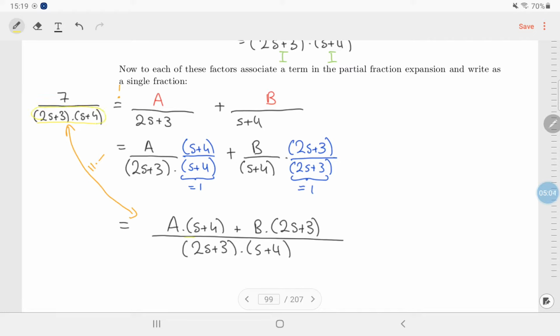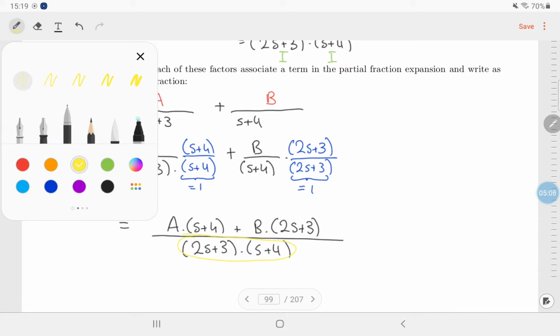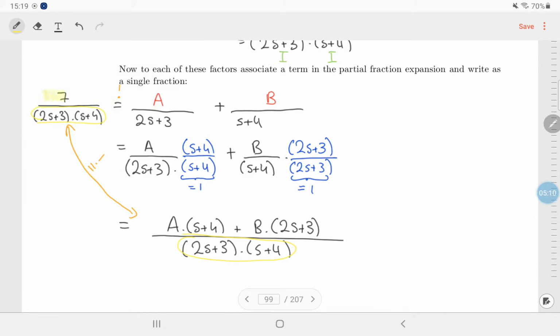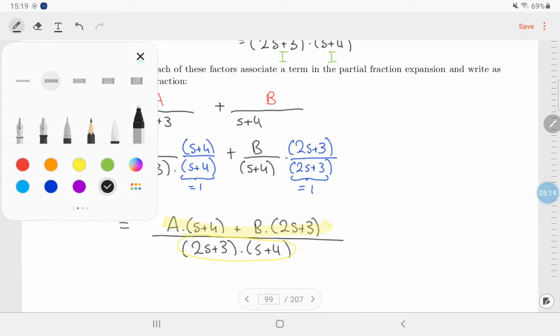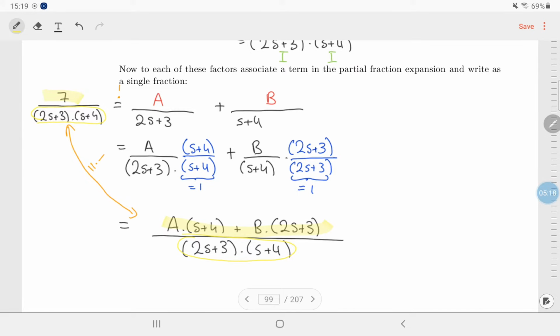They're equal. So if I want these things to be equal, what I need is I need the tops to be equal. I need the 7 to equal this.